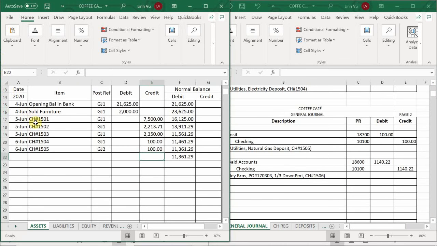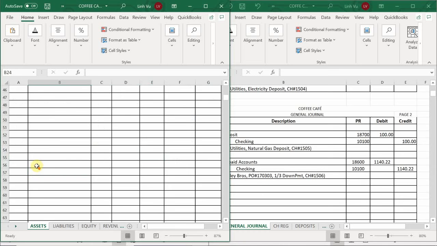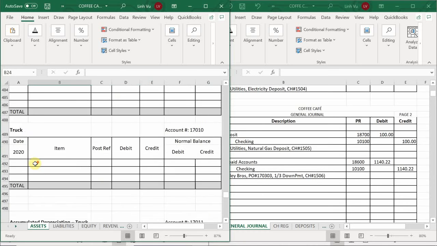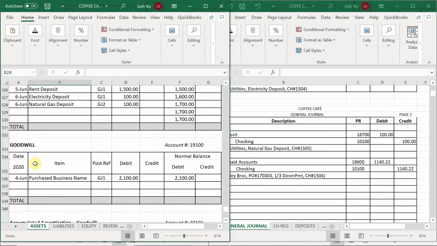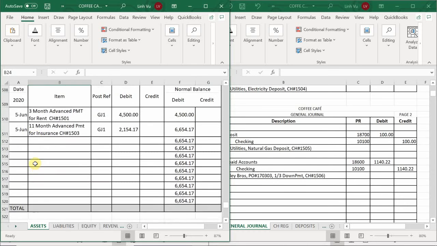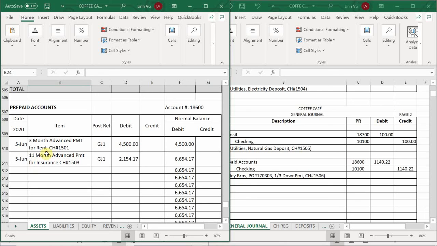So this time, I'm still using checking, and I'm going to continue using it the same way I've been doing it. I'm going to go to prepaid accounts first and then update my checking last. Prepaid accounts is right here down below, very close to the bottom of the page. Here in prepaid accounts, I'm going to indicate the date.